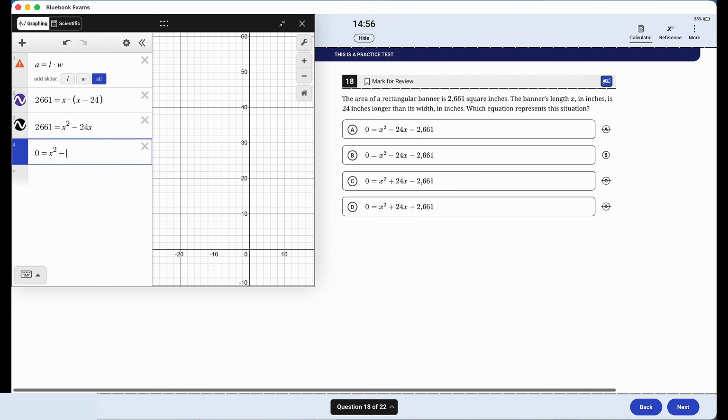And set it equal to 0. And we get this. This is what we're looking for, which is answer choice A.